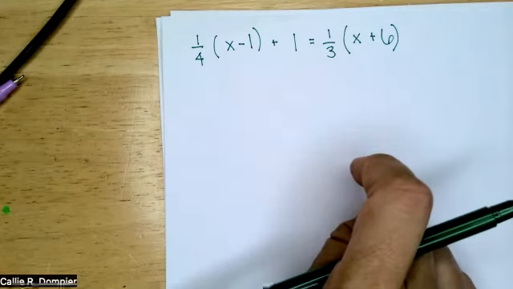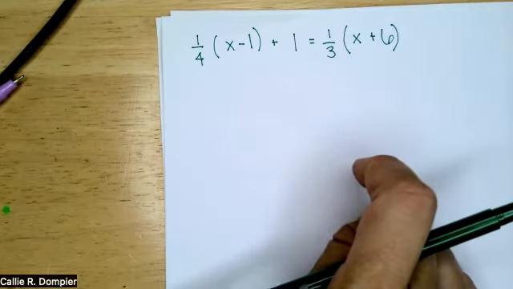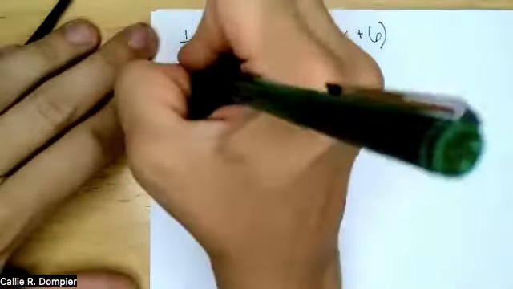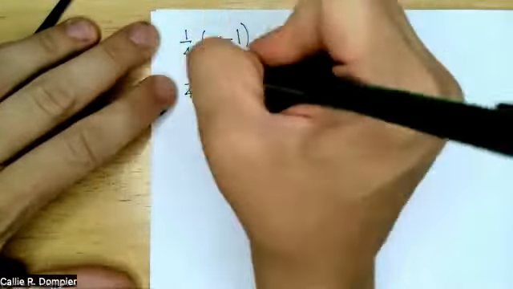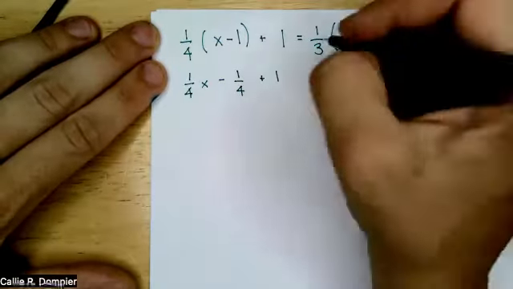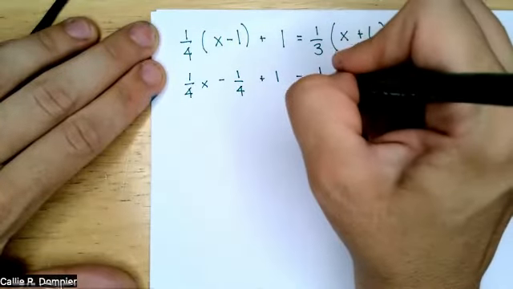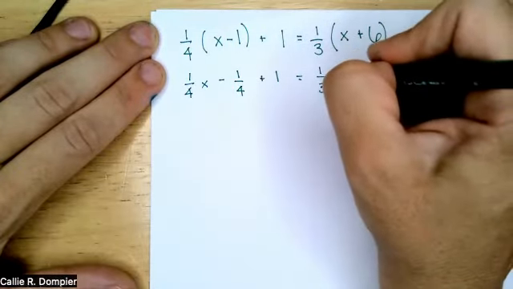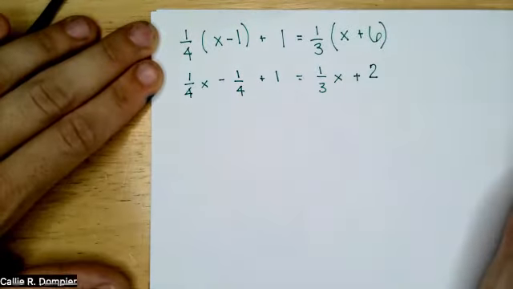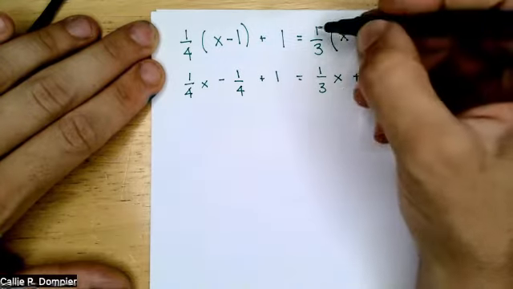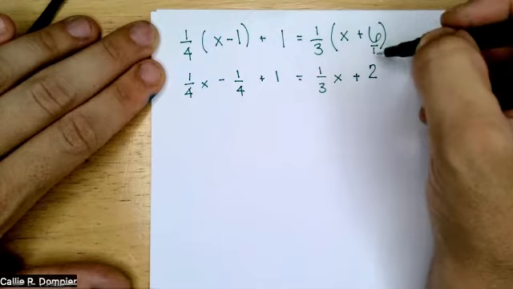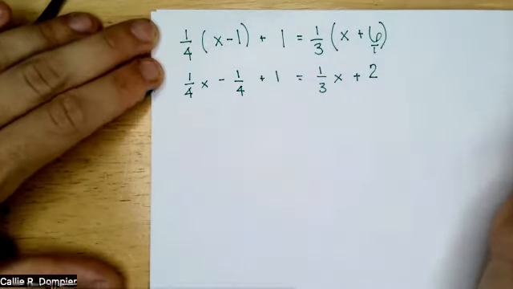No? No, we'll distribute them. Sorry. So it's 1/4 x minus 1/4 plus 1. So that 1 stays alone equals 1/3 x plus 6 divided by 3 is 2, right? So if I'm multiplying 1/3 times 6 over 1, 6 times 1 is 6 on the top, 3 on the bottom, 6 divided by 3 is 2. That's how I got that.